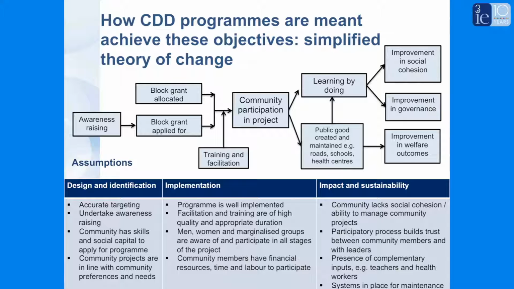The community participates in projects, and this leads to a public good being created, public infrastructure is created, and the assumption is that it leads to an improvement in welfare outcomes. And through this entire inclusive process of community participation, one expects that the community learns by doing, and this leads to an improvement in social cohesion and governance. Now, there are numerous assumptions underpinning this theory of change. It's one of the most complex theories of change. I won't go into it because we'll be here all evening, and I don't want to torture you any further.